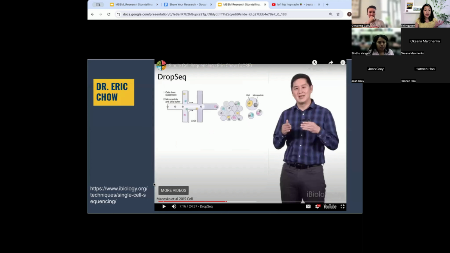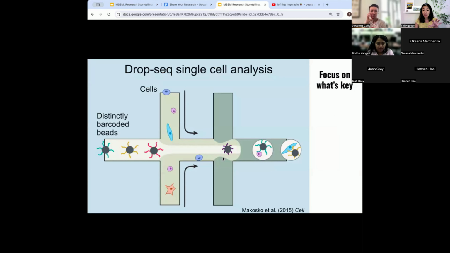Here's another way. And so when you're looking at Dr. Chow, he's explaining drop-seq. And so he takes this image from his Cell paper. But what I want to show you is how he came up with this image from his figure. And so in his paper, you know how papers now have a graphical abstract? Okay, so this was the graphical abstract. So for drop-seq single cell analysis, this is an example of what you have to know to get started, right?